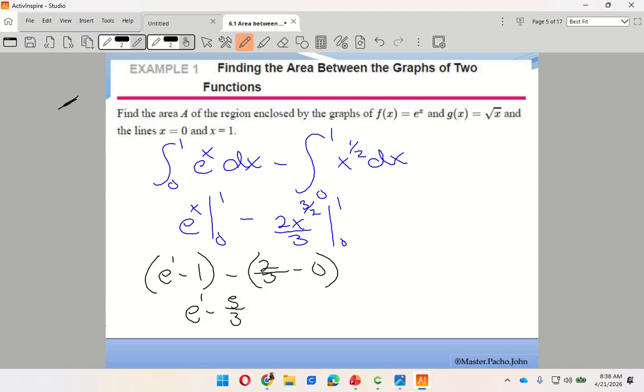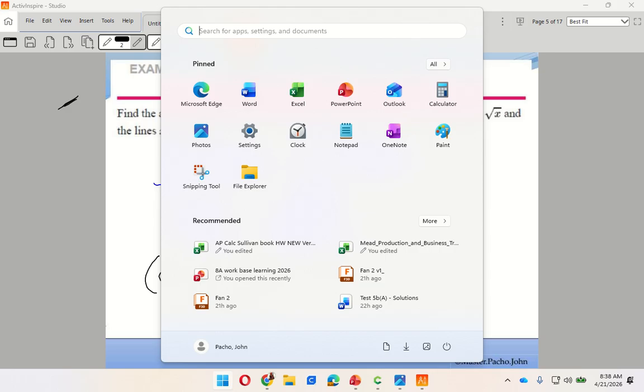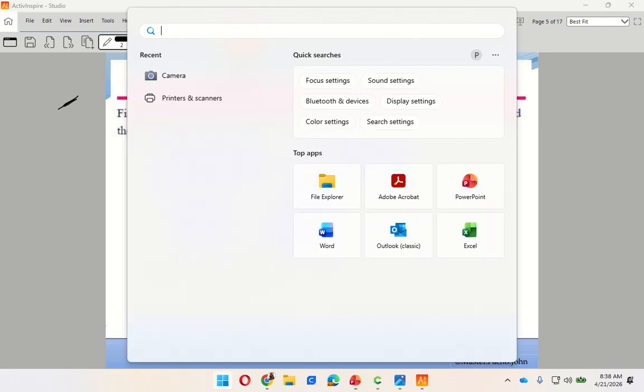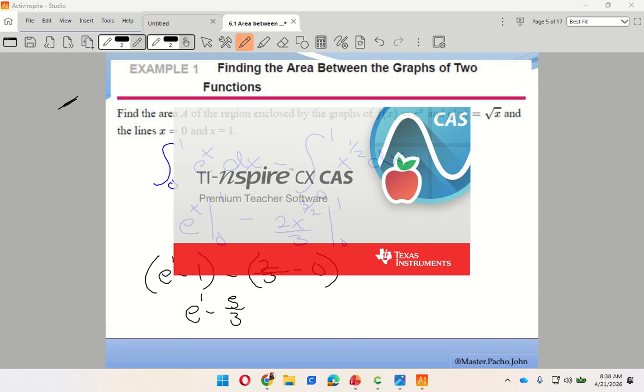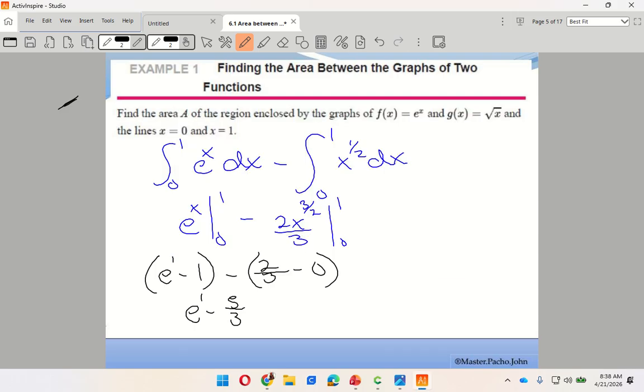Now we're going to pull up our handy dandy calculator, which I know you guys all have with you, because I keep telling people to use the calculator, because you're not going to know how to use it come test day.